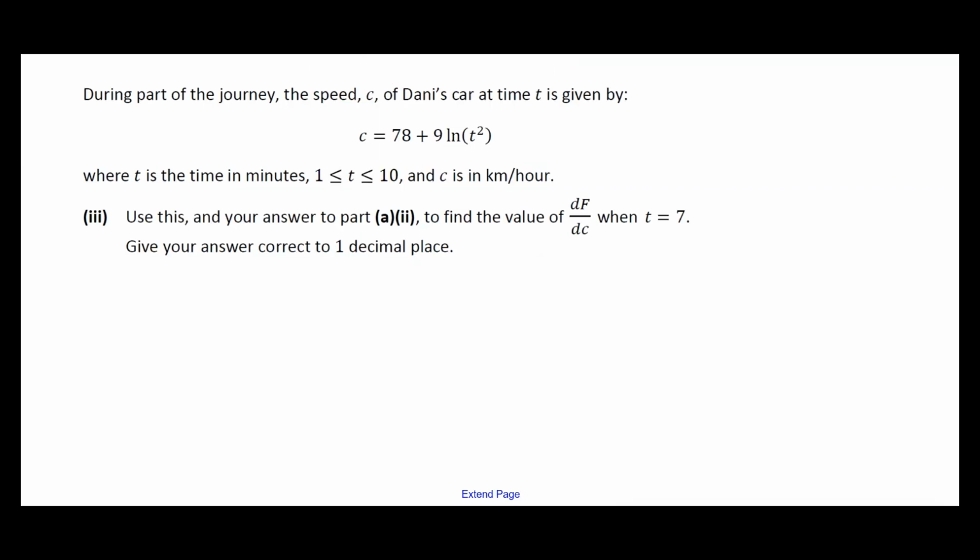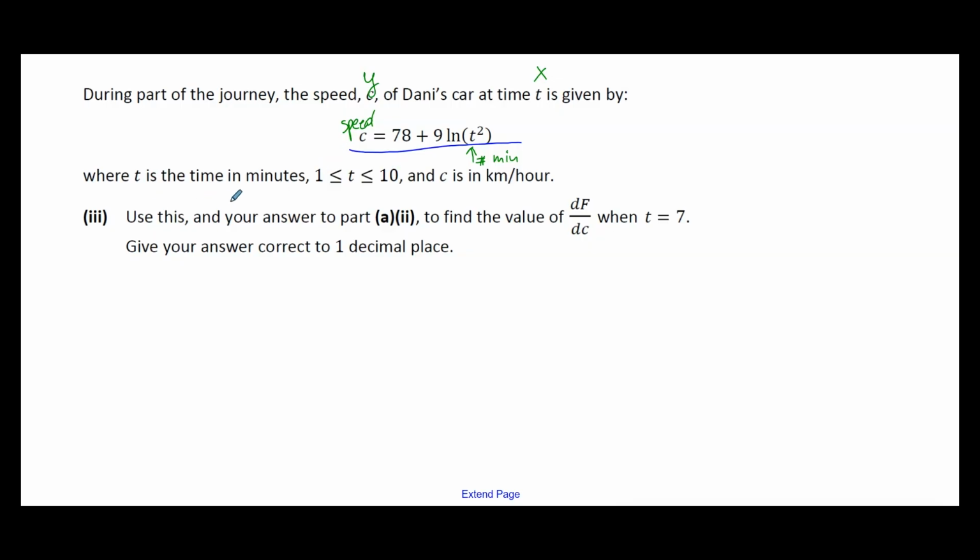During part of the journey, the speed c of Danny's car at time t is given by. So here we have another function, and again, in this case, that's my value of y, that's my value of x, isn't it? And that represents speed, while this means what? Time, and time is given in minutes. So here we're going to put the number of minutes. And that function is for the time being between 1 and 10 minutes.